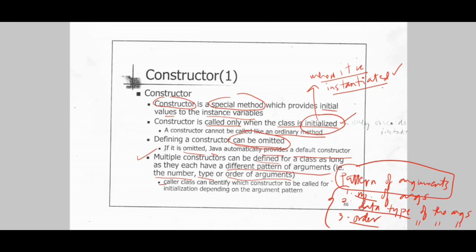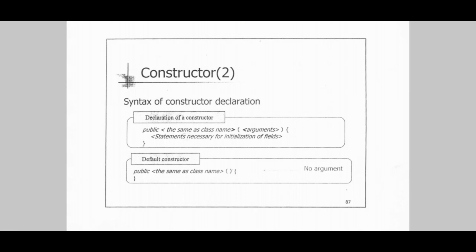The caller class, take note, can identify which constructor is to be called since there could be multiple constructors in a given class. It is the caller class which can identify which of the multiple constructors is called for the instantiation depending on the argument pattern. The syntax of constructor declaration is given by the following.